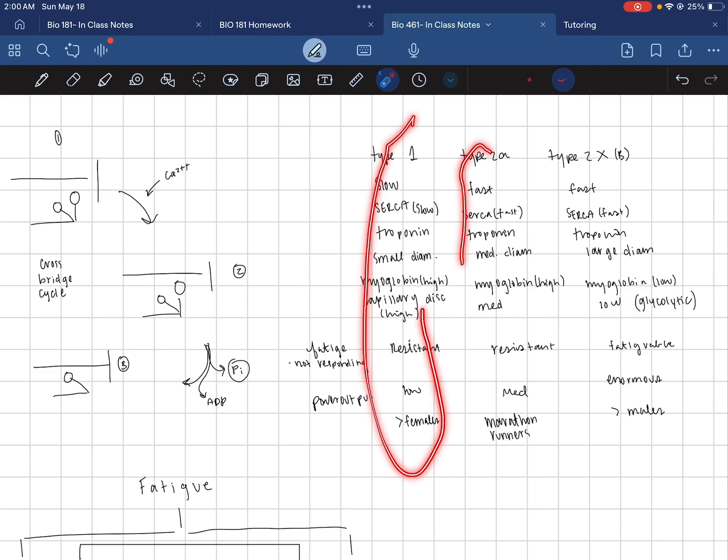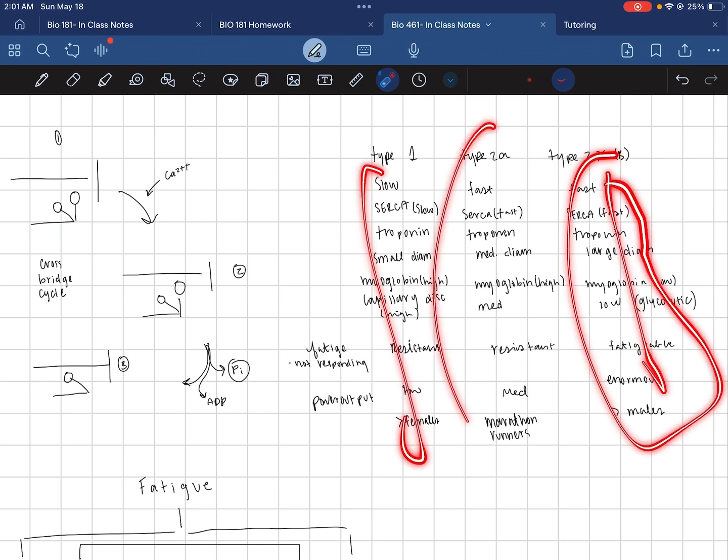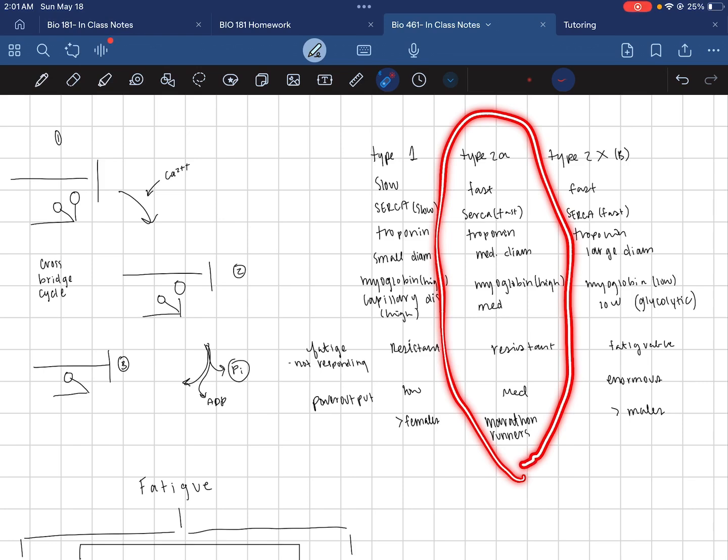So fast twitch, these slow twitches with high myoglobin, this would be when you want to be a sprinter because you're using up all this energy really fast. Sorry, that's not the right one. So fatigable, this one would be when you're sprinting. This one right here, type 2A, would be fatigue resistant, because this is for people who run marathons.